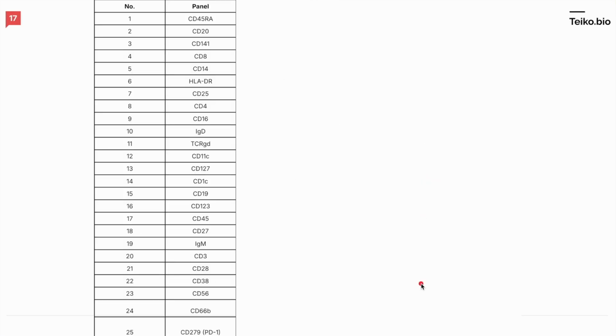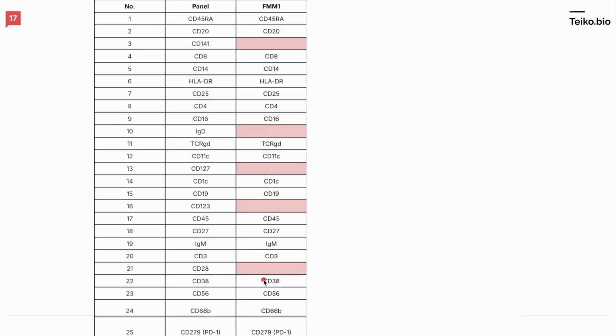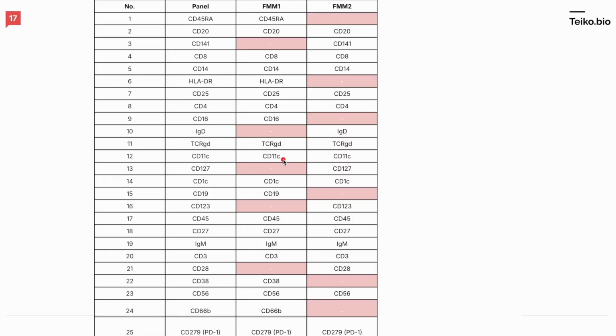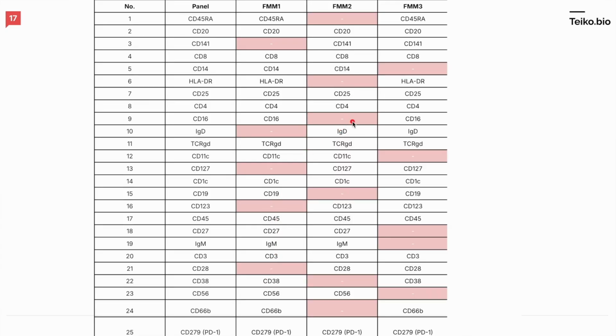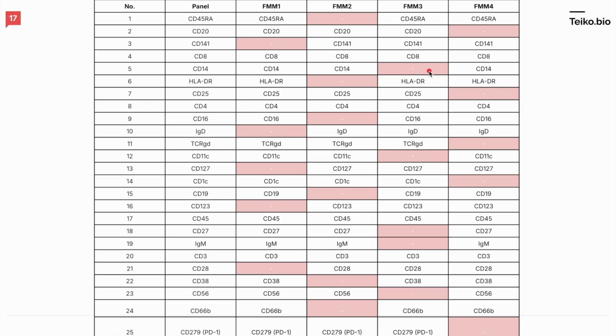To see that laid out, you can see the actual panel over here, all 25 markers, FMM1 with those markers subtracted out, similarly for FMM2, for FMM3, and FMM4. Basically what's going on underneath the hood is, for example, in FMM1, CD141 doesn't appear on this particular panel, so if you run this sample, you want to make sure that this doesn't show up in FMM1. Similarly for CD16, it ought not to show up in FMM2. So lower numbers are going to be better.